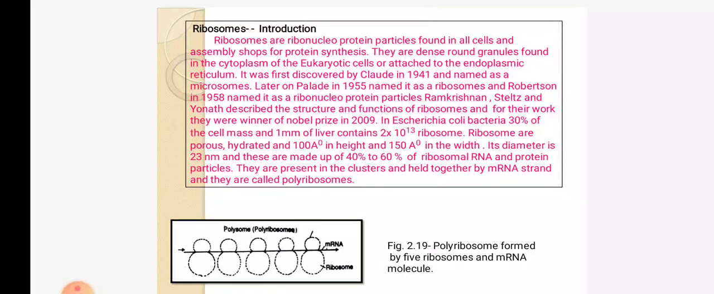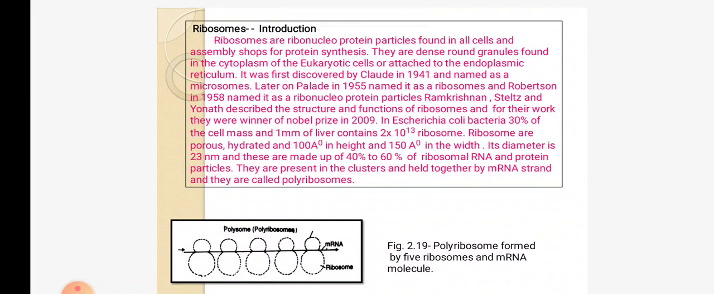They are dense round granules found in the cytoplasm of eukaryotic cells or attached to the endoplasmic reticulum. It was discovered by Claude and named microsomes. Later on, Palade discovered and named it ribosomes. Robertson named it ribonucleoprotein particles. Ramakrishnan, Steitz and Yonath described the function and structure of ribosomes.